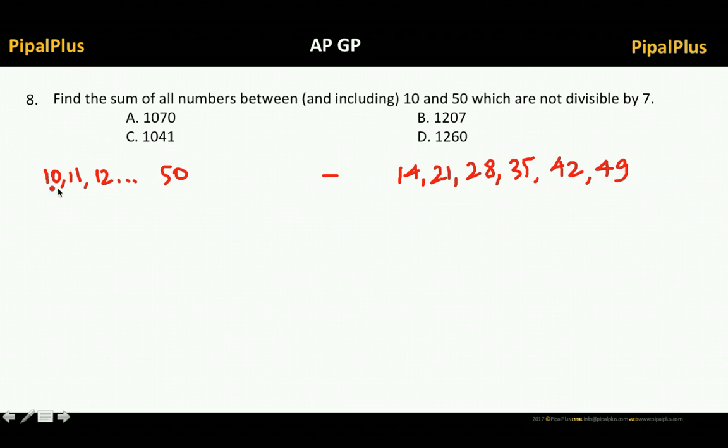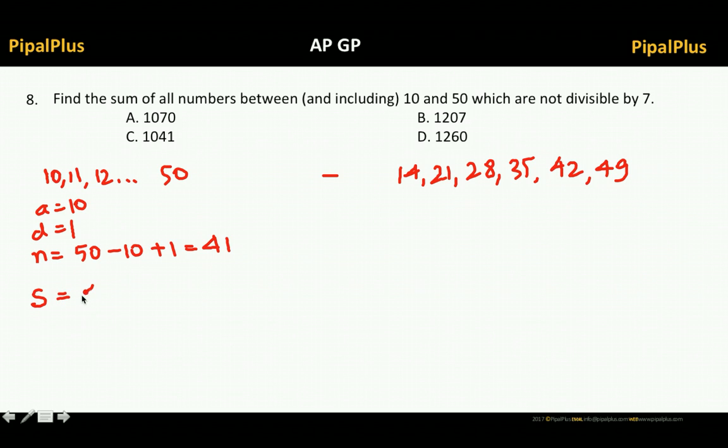So if from all of these numbers I subtract these, I'm going to get my answer. The problem automatically breaks down into finding the sum of these two arithmetic progressions and then finding their difference. This arithmetic progression has first term 10, common difference 1, and the number of terms. Now this is important, pay attention. The number of terms, when you count consecutive numbers which don't start from 1, is the last number minus the first number plus 1. So we get 41.